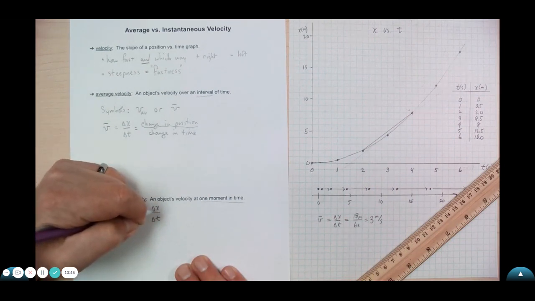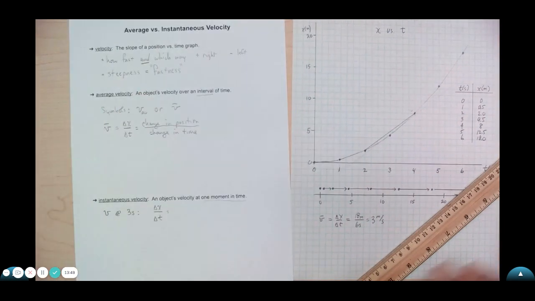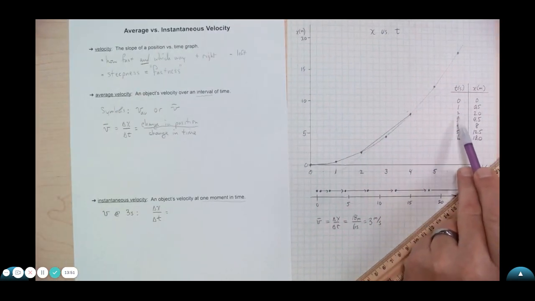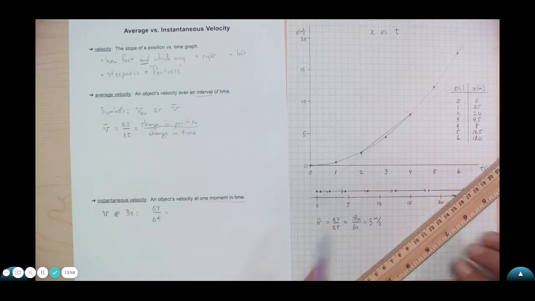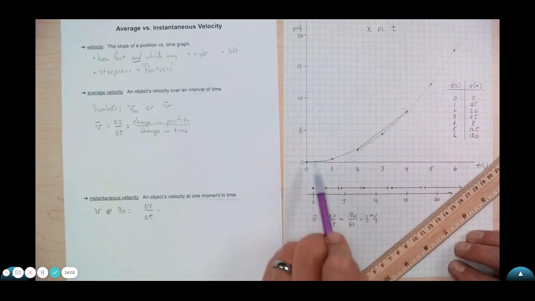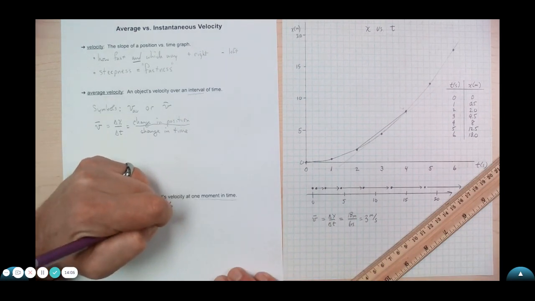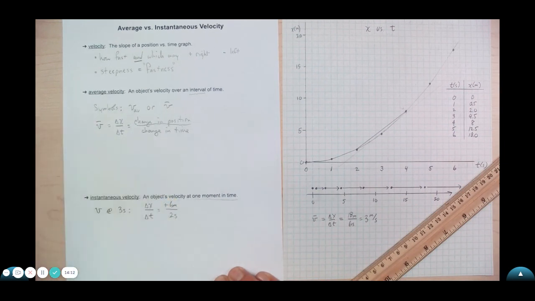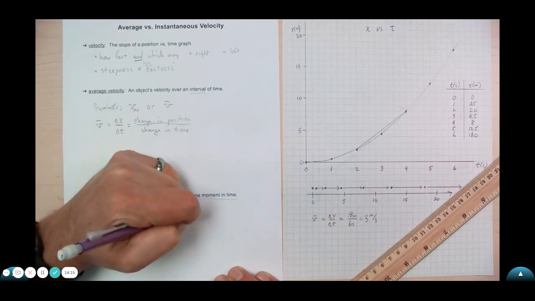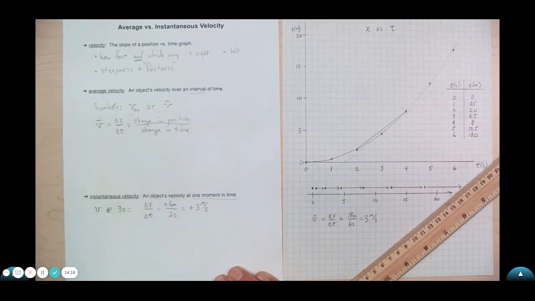So my displacement from 2 to 4 seconds looks like it's at 2 seconds. I was at 2 meters. At 4 seconds, I was at 8. So 8 meters minus 2 meters, that is a 6 meter displacement. And it's positive 6. And from 2 seconds to 4 seconds, that is a 2-second change in time. So at 3 seconds, my instantaneous velocity is 3 meters per second.